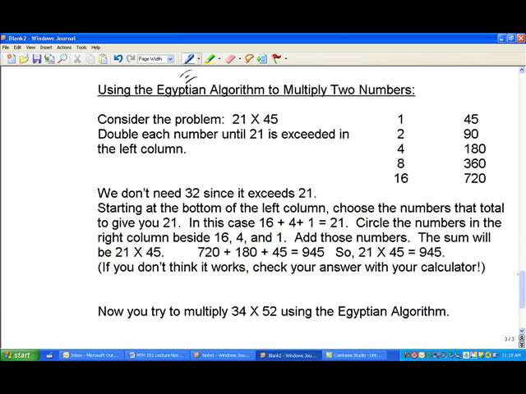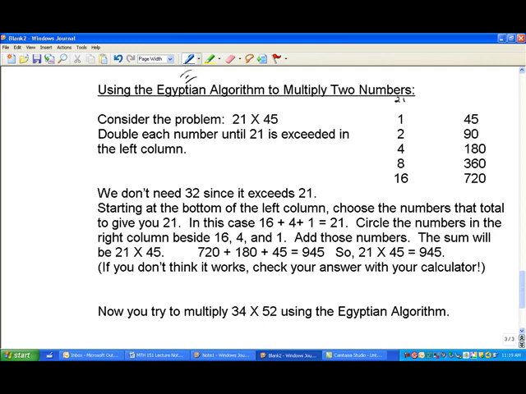Now, one of the things they also introduce us to in this particular section is what is known as the Egyptian algorithm for multiplication. And if we want to multiply two numbers, 21 times 45, what we do is we start with a 1 and one of the numbers. So I chose to start with the 1 and the 45. And then I keep doubling the number until 21 is exceeded in the left-hand column. So I'm kind of looking for my 21 here.